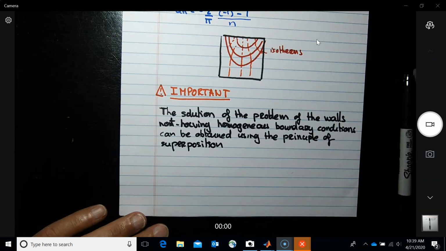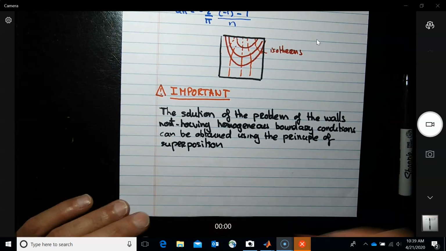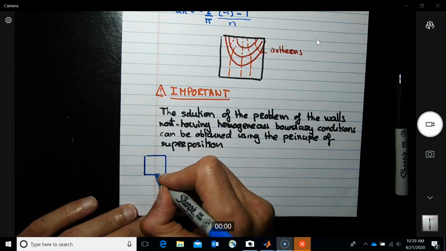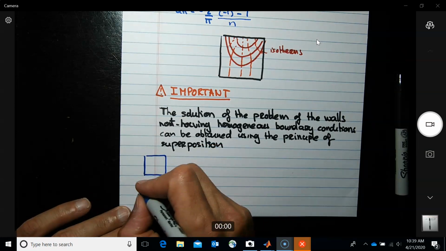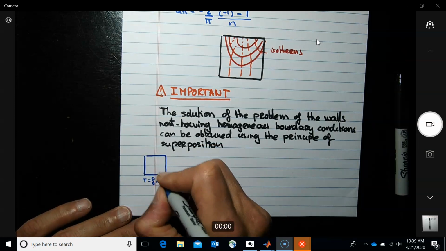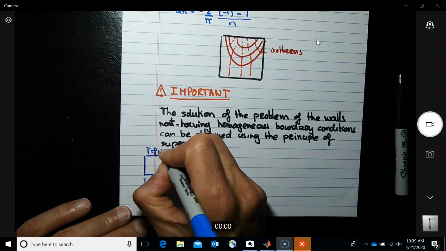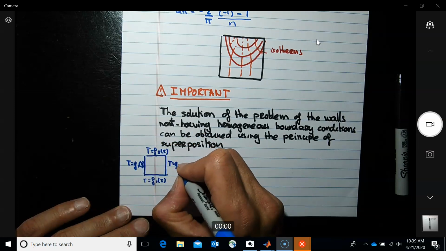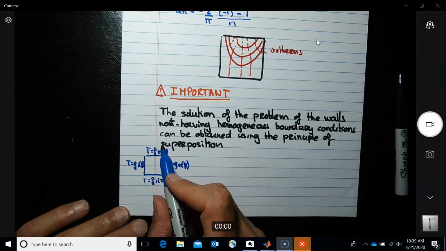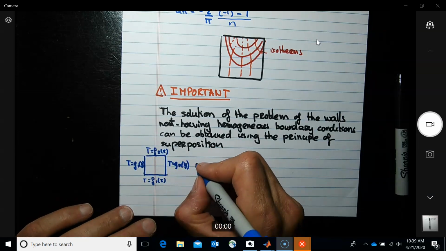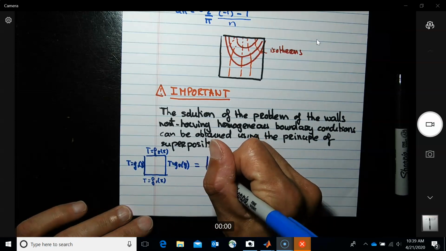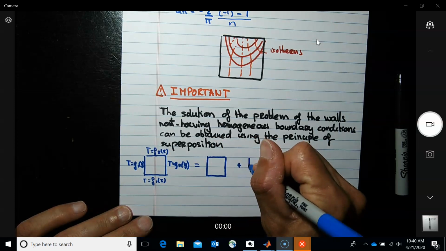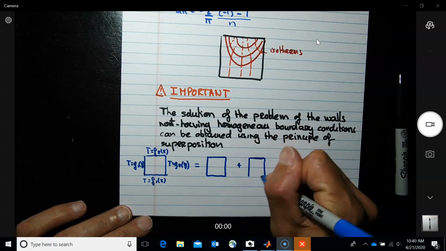So basically what I mean is, let's say you need to solve the general problem you have here. Let's say T over here will be equal to f1(x), this will be equal to f2(x), here will be T equal to g1(y), and here g2(y). So you see all the boundary conditions are non-homogeneous. And you know that in order to use separation of variables, you need to have at most one non-homogeneous boundary condition.